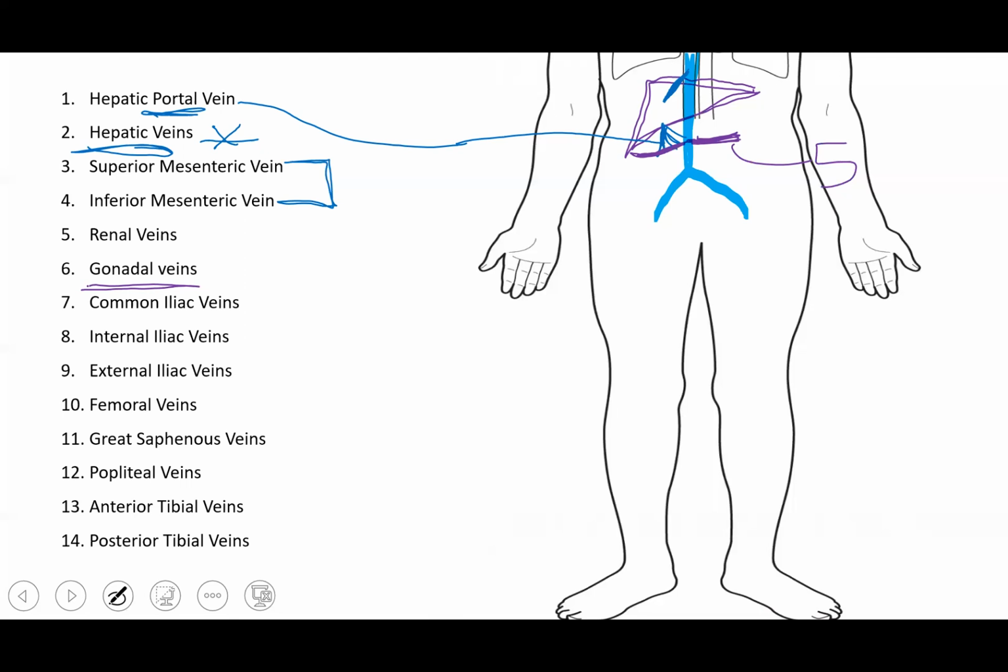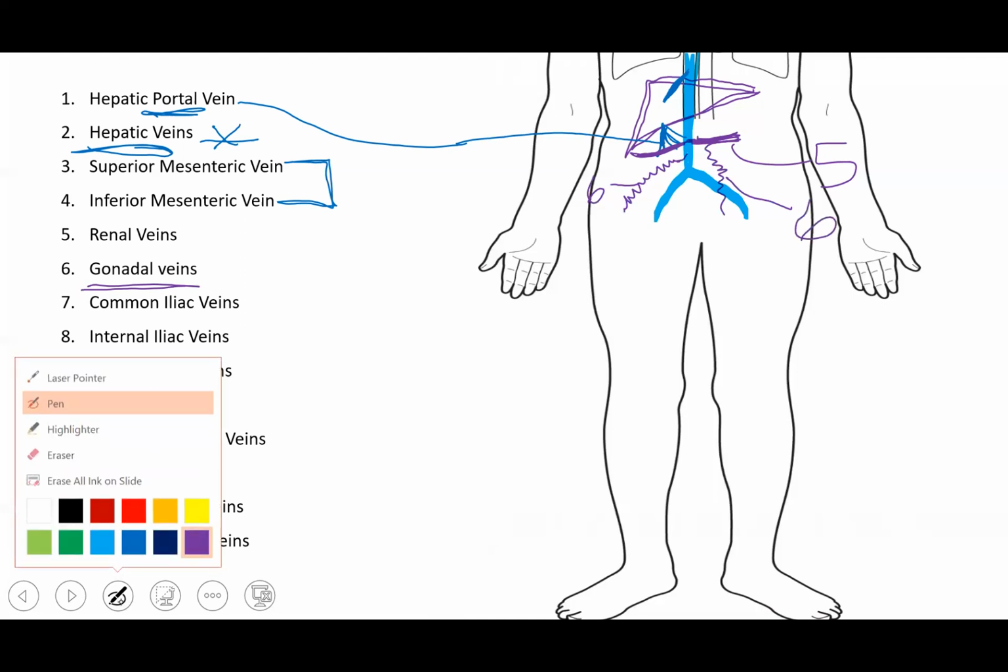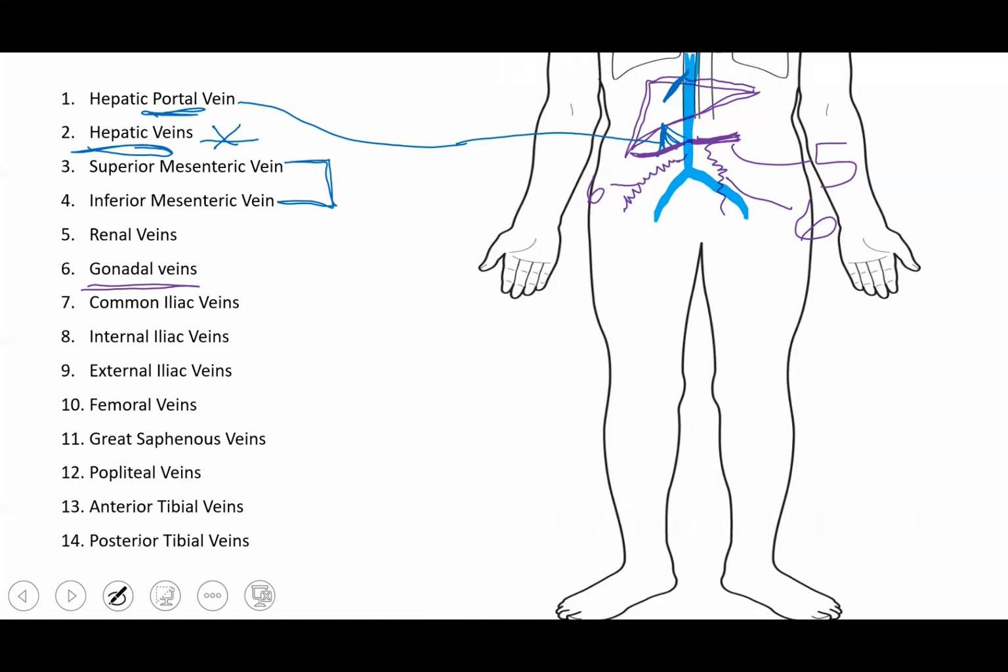One of these veins, all right, again, squiggly, thin, coming directly from the gonads. One branch, the right gonadal vein, is going to drain directly into the IVC, so that is number 6 here. The second is going to drain into the renal vein, right? And the reason for this is just the positioning of the IVC versus the aorta, right? So this is also a gonadal vein.